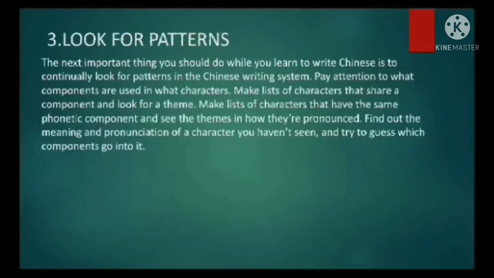Number 3. Look for patterns. The next important thing you should do while you learn to write Chinese is to continually look for patterns in the Chinese writing system. Pay attention to what components are used in what characters. Make lists of characters that share a component and look for a theme. Make lists of characters that have the same phonetic component and see the themes in how they're pronounced. Find out the meaning and pronunciation of a character you haven't seen, and try to guess which components go into it.